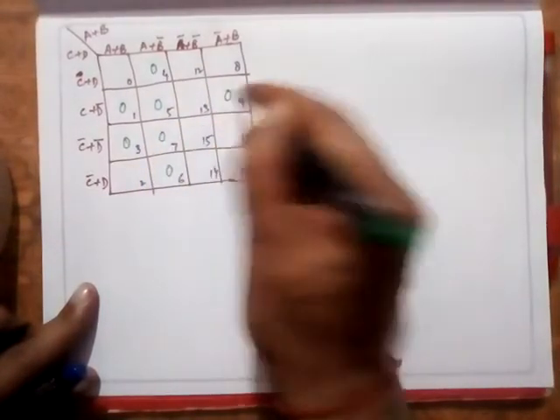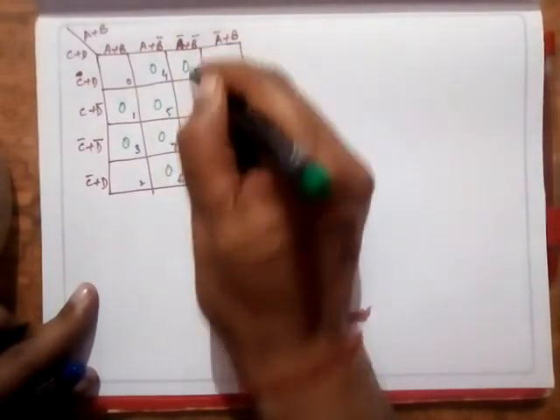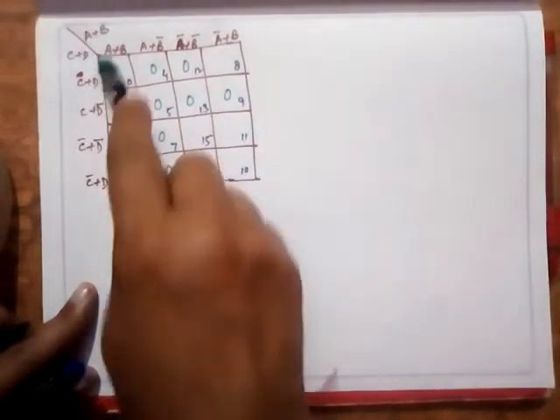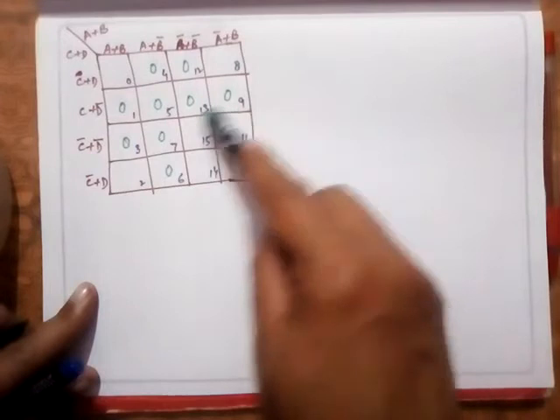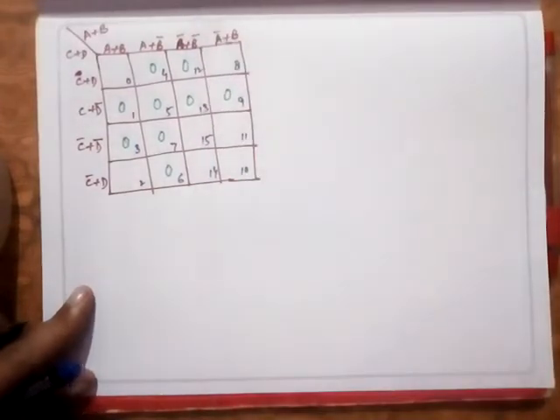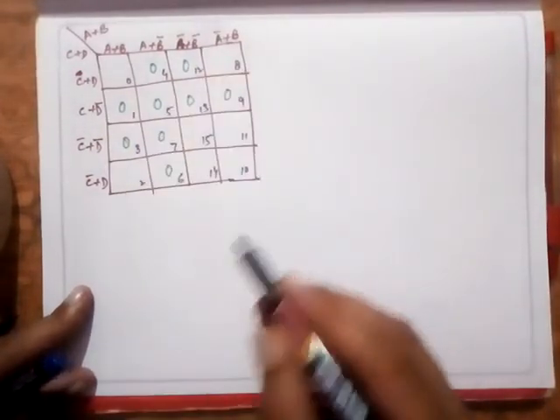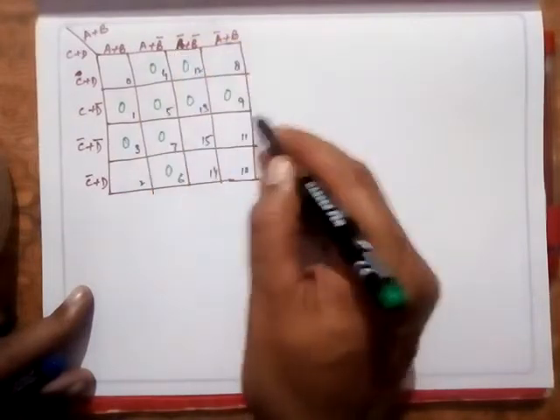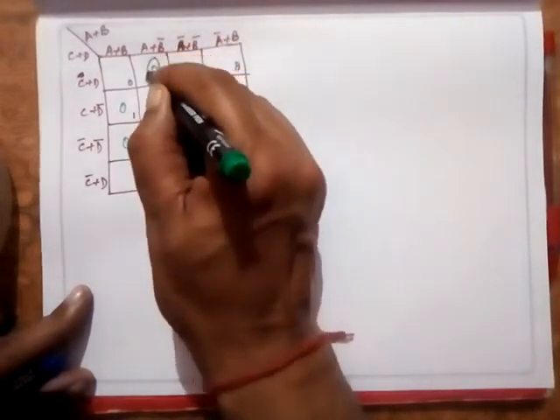7, 9, 12 and 13, because the rest were used for min terms. 0, 2, and yes, it was used for min terms. Now I'll have to do the grouping of this. What is the grouping of this? I look for the biggest group. Octet is not possible, so I make this group first.